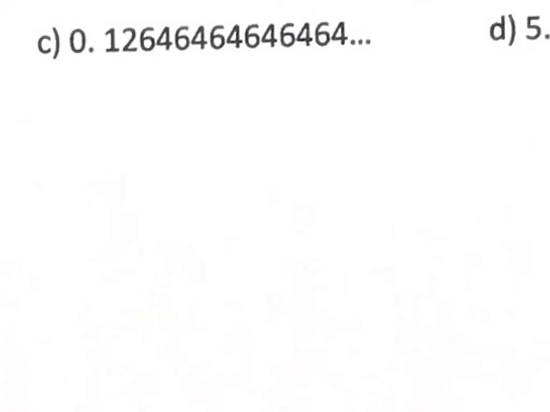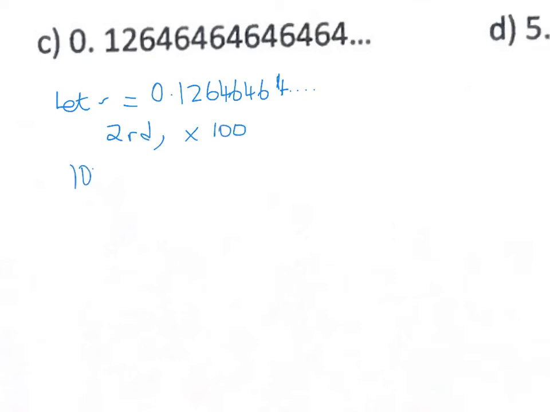Example C, so we'll let R equal 0.12646464. There are 2 repeating digits, so we'll multiply by 100 and that will get us 100R equals 12.646464. We'll take away the original, so R equals 0.126464 and so on.